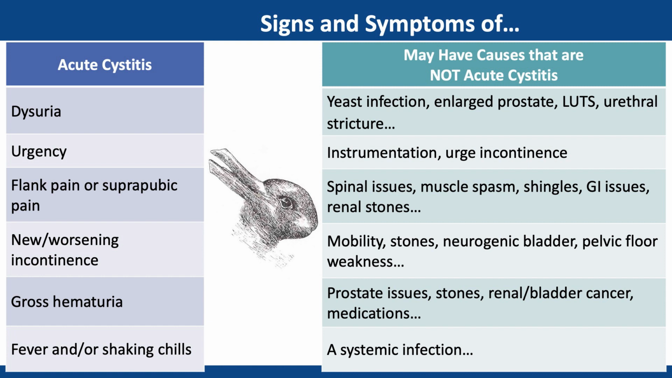But if it happens again a week later, it's not a new infection. It's something else, and that's where we go down this rabbit pathway, not the duck pathway. So other things: flank and suprapubic pain might be spinal issues, muscle spasms, shingles, GI issues like being really backed up, or renal stones. We talked about incontinence, which can be a mobility issue, neurogenic bladder, or pelvic floor weakness.